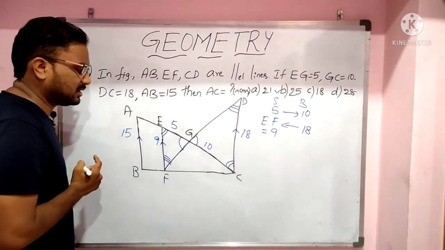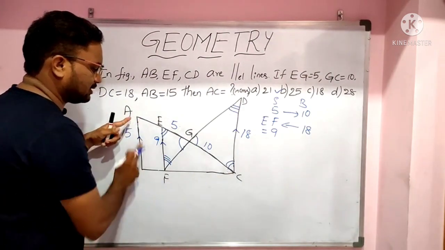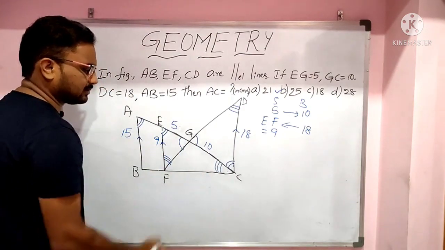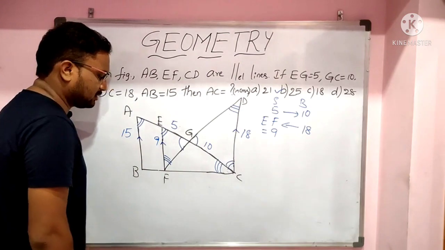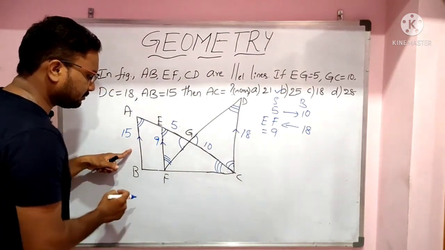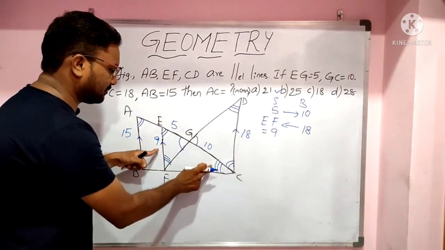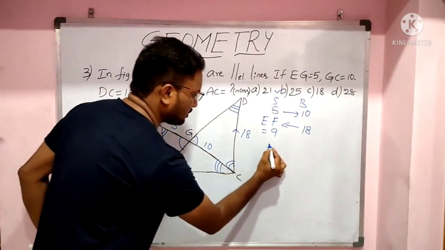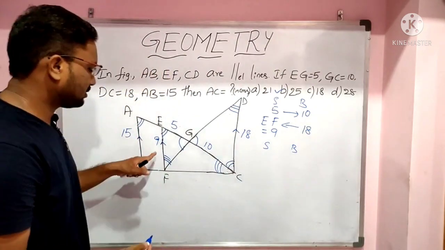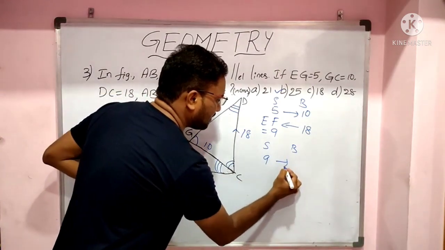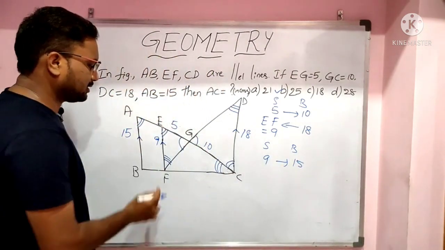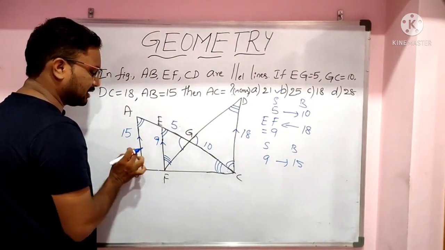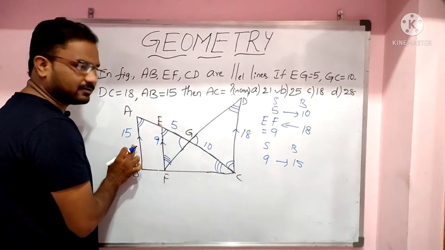So here if you take this triangle, triangle EFC and triangle ABC, both are similar. So hence the side corresponding to this angle: 9 in the smaller triangle becomes the corresponding side in the bigger triangle, which is 15. The side opposite to this angle is 9 in the smaller triangle, and the side opposite to this angle in the bigger triangle is 15. So 9 becomes 15.